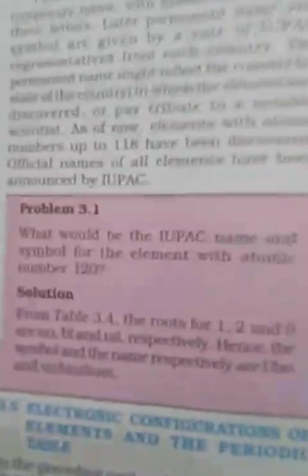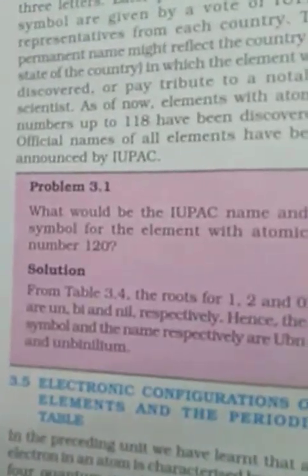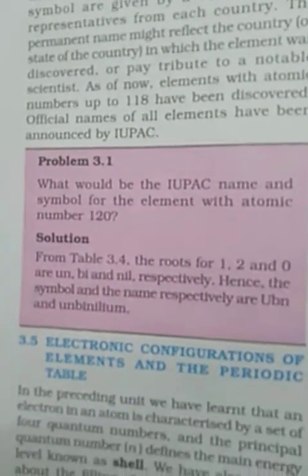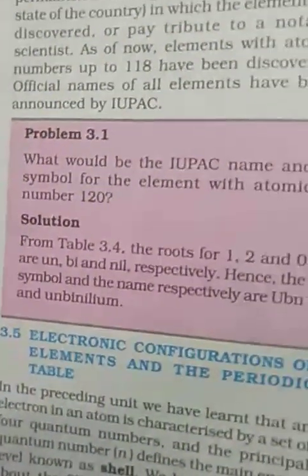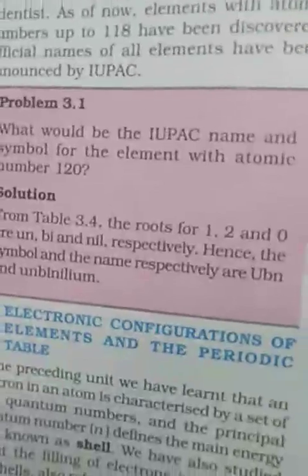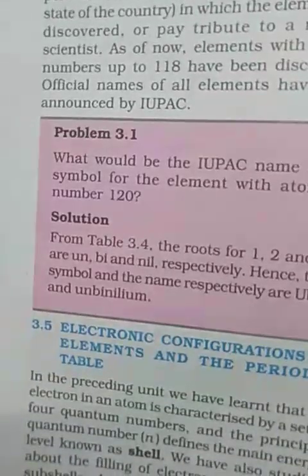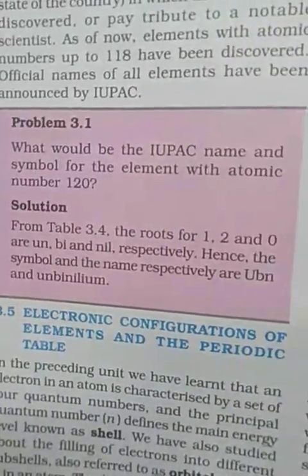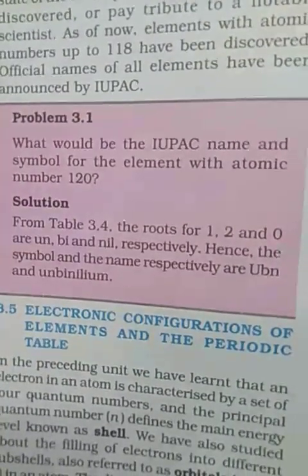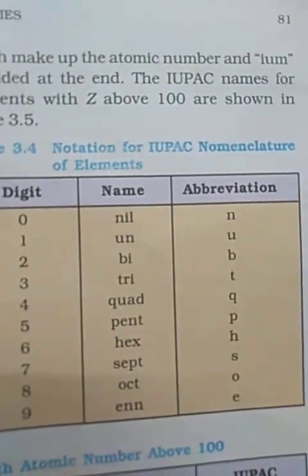See, problem number 3.1. What would be the IUPAC name and symbol for the element with atomic number 120? You go through this and see where it is coming, atomic number 120, and the name from table 3.4. The roots for 1, 2 and 0 are UN, BI and NIL respectively. Hence the symbol and the name respectively are UBN and UNBN. In this way you can give the name.